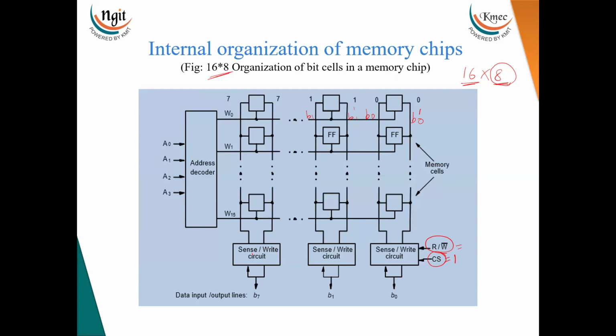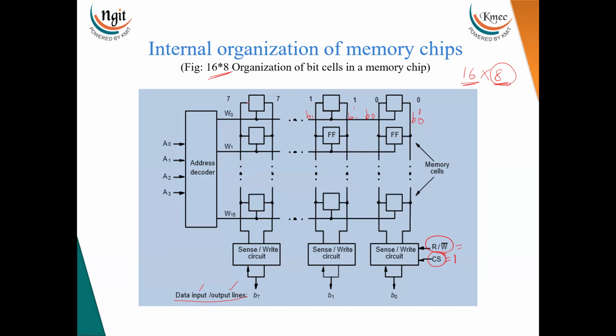Now, if you observe here, the sense/write circuit outputs are B0, B1 up to B7, which means a total of 8 binary values. B0 is nothing but a bit value, or you can say binary value. This is connected to the data bus, the data in/out lines. Whenever the processor is reading the data, these lines are connected to the data out lines. If the processor is sending the data to the memory, then the data will be placed in the data in lines, and from there the data will be placed onto the bit lines.